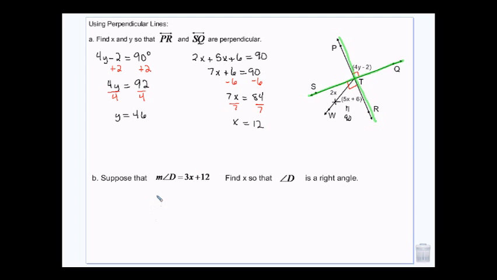Okay. A non-picture example would be if angle D is 3x plus 12 and I want to make it a right angle, I have to set that equal to 90. And find x. So subtract my 12.